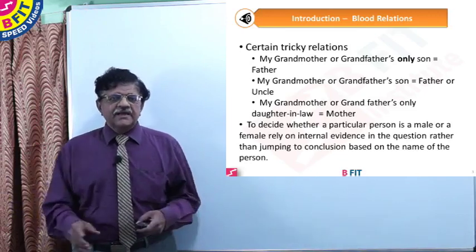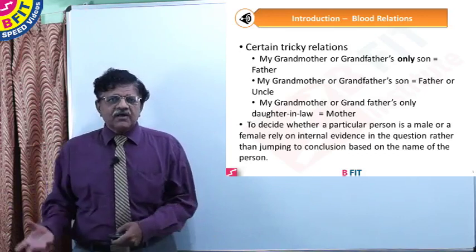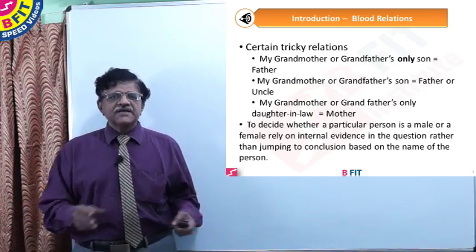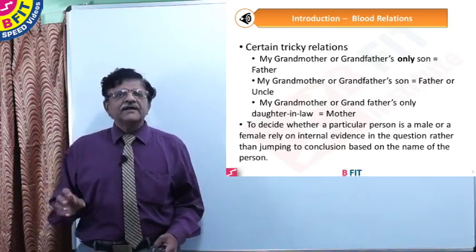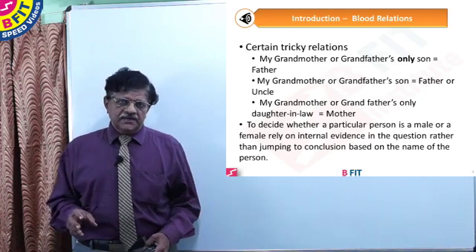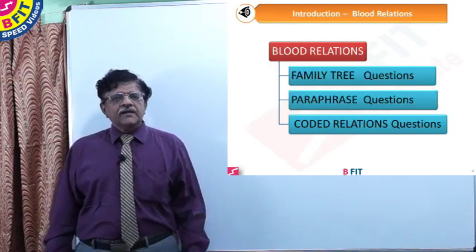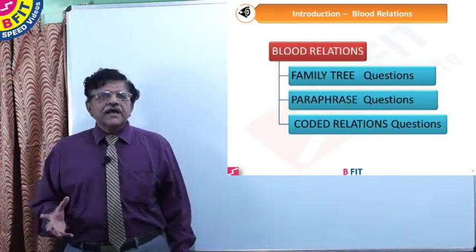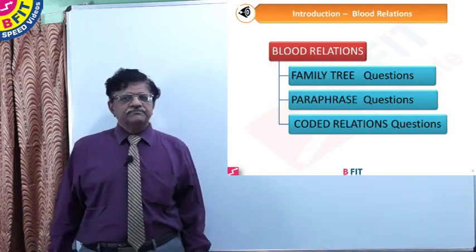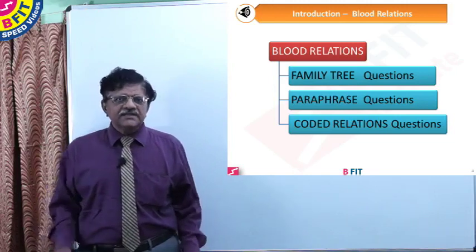Suppose they say Krishna is the brother of Sushila, then you know Krishna is a man. So like that, always look for internal evidence without jumping to conclusions. Under blood relations, there are 3 types of questions possible. We are going to see all the 3 types.